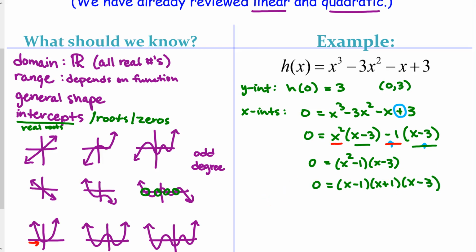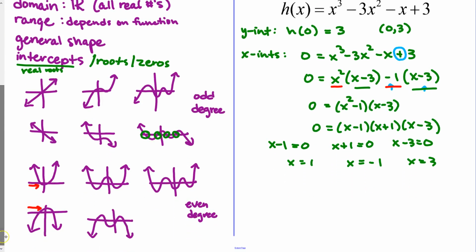And then if we set each of those equal to 0, we're going to get our 3 roots. So we get x equals 1, x equals negative 1, and x equals 3. Those are all real, so they are all x-intercepts. So what we could do is make a rough sketch of this polynomial function.